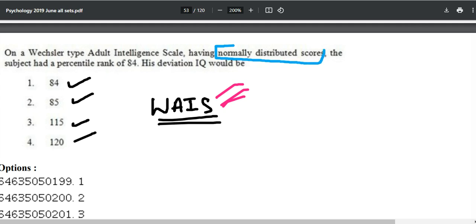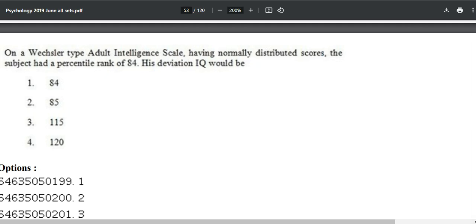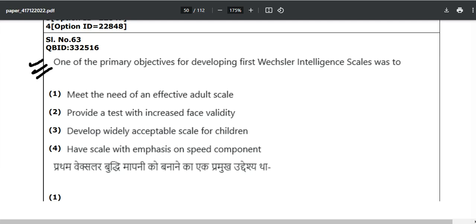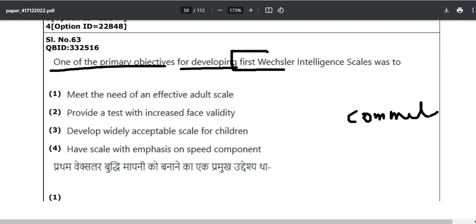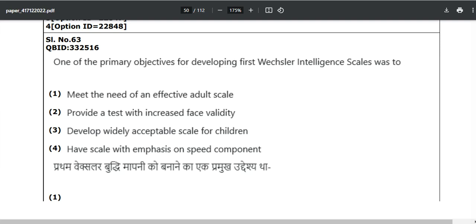Now NPC is also clear, deviation IQ is also clear. And can you try to solve this? I don't think you will be able to solve this. If you can, comment down below. One of the primary objectives for developing the first Wechsler intelligence scale was to... I don't know what the correct answer is. What is it? Meet the need, provide a test, develop, and this. What is the correct answer?